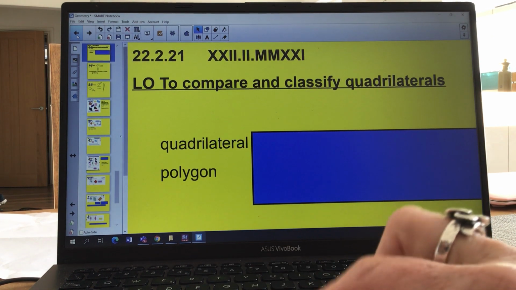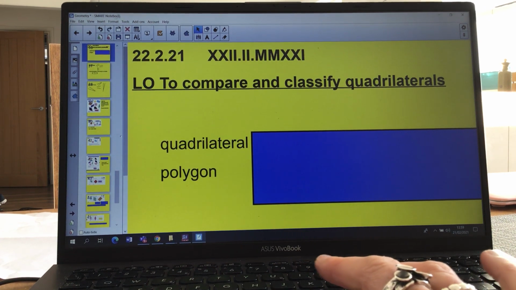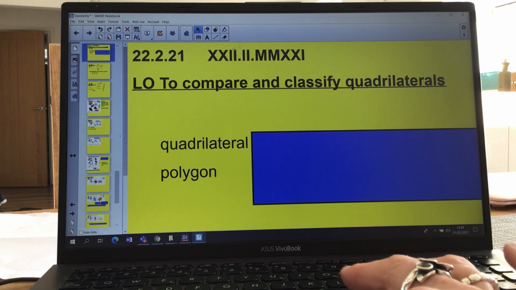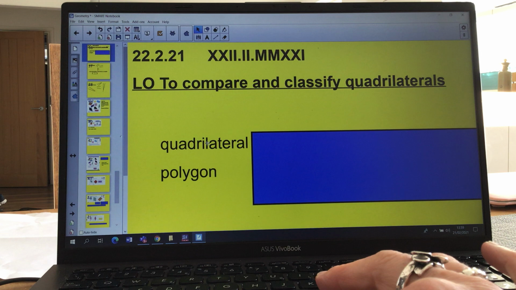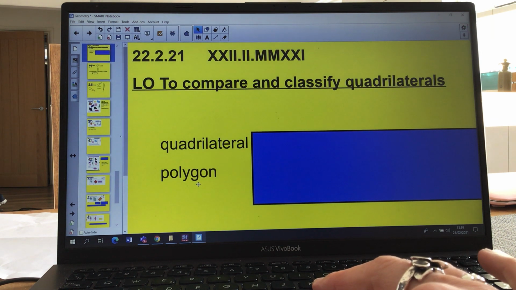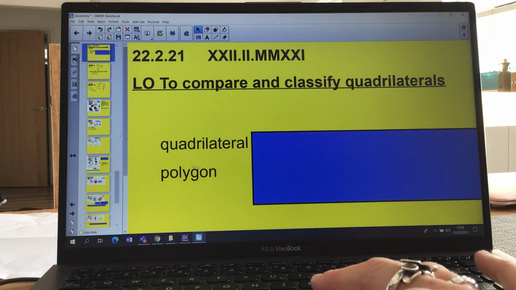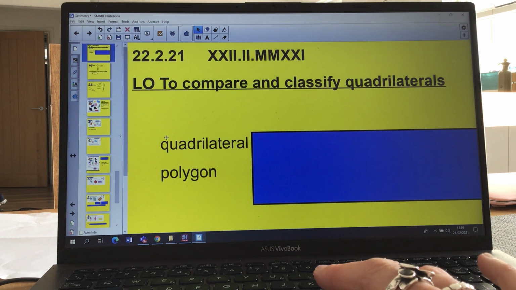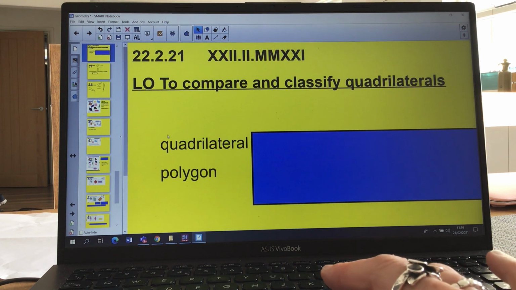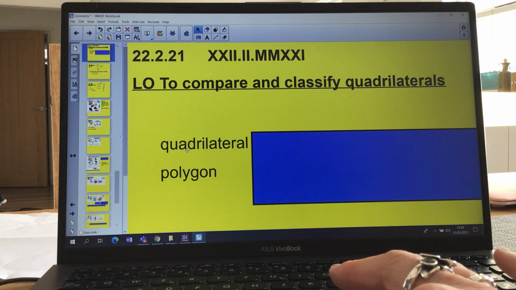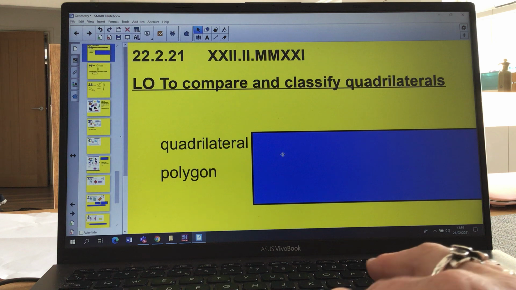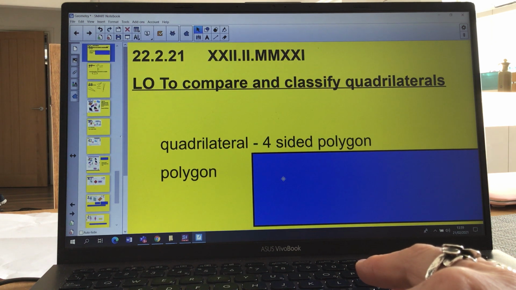So just a little bit of vocabulary to start us off this morning. You can see I've got two words there: quadrilateral and polygon. These are two words that are going to come up in our lesson today. I wonder if you can remember what quadrilateral means. This word quadrilateral, with the prefix quad at the front of the word. Do you remember? You're right, it's a four-sided polygon.